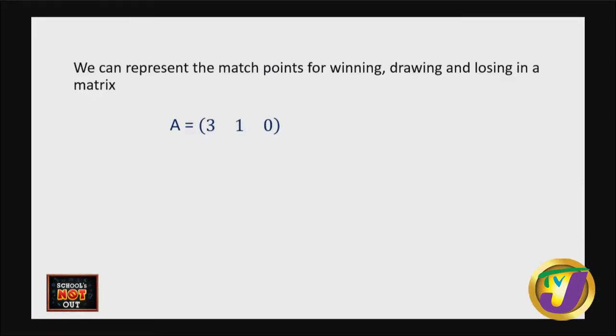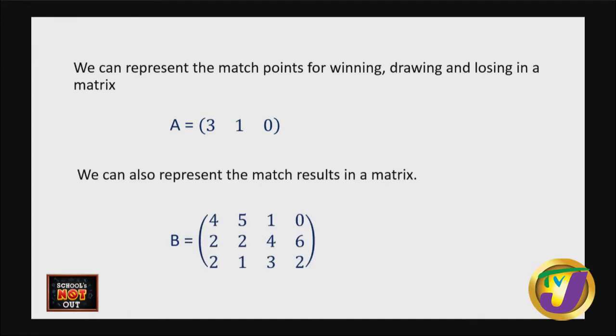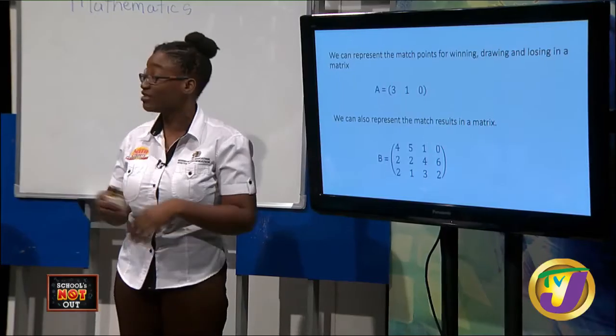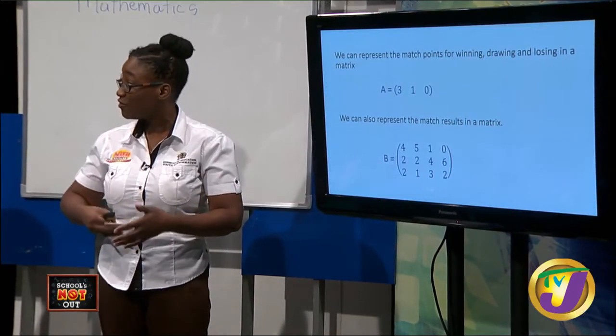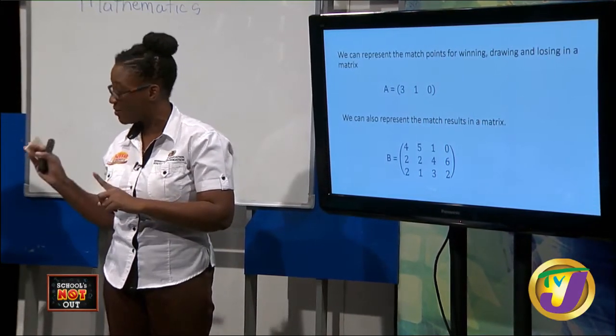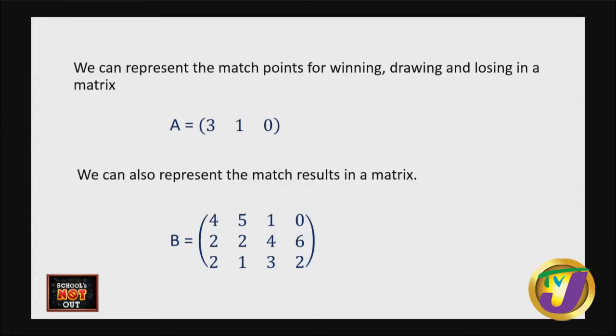Let's look at the next one. We can also represent the match results in a matrix. Remember the rows are horizontal. So we have 1, 2, 3 rows. And the columns are vertical. We have 1, 2, 3, 4 columns. So that's a 3 by 4. And here we have the matrix representing the results from the matches for J, K, L, and M. It is a 3 by 4 matrix.